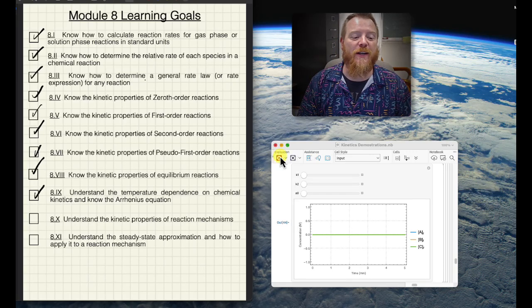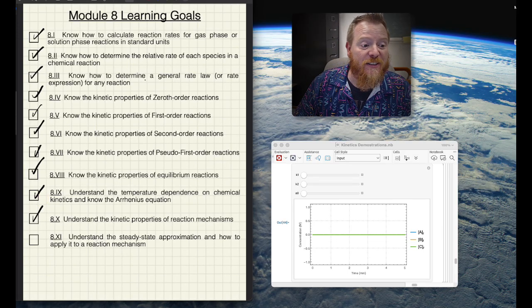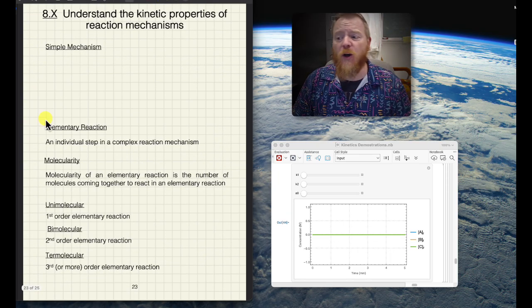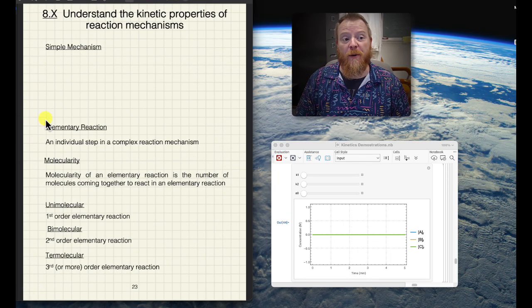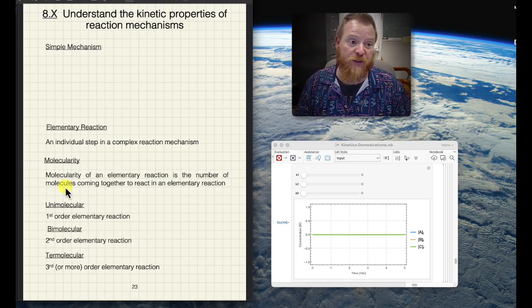Okay, hey folks, for this next learning goal, we are going to get into reaction mechanisms, and we're going to start very simple by looking at a two-step first order mechanism. Okay, so let's get our mechanism put together, and then we'll go through what some of these definitions are.